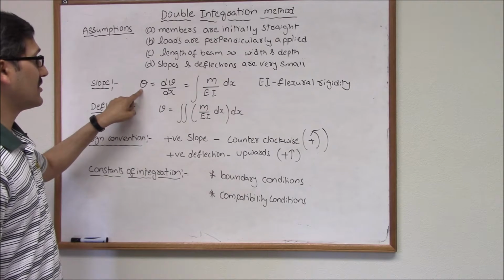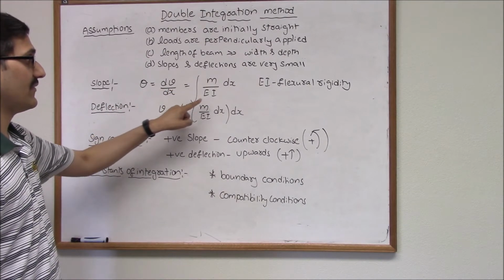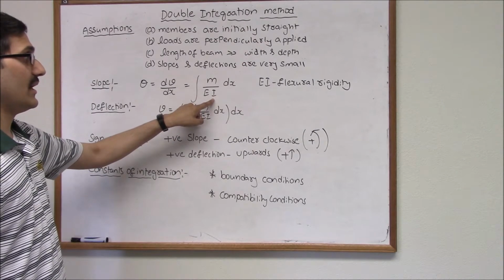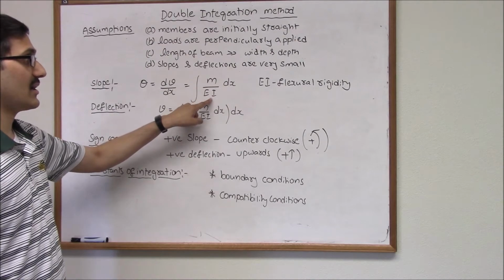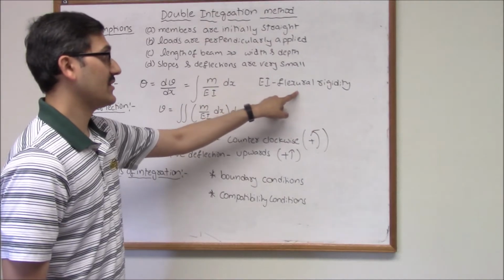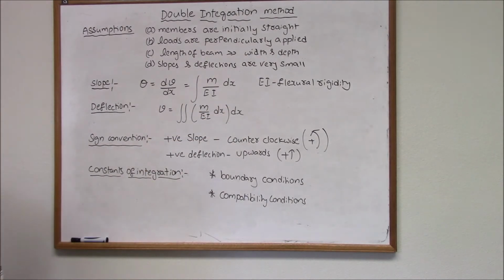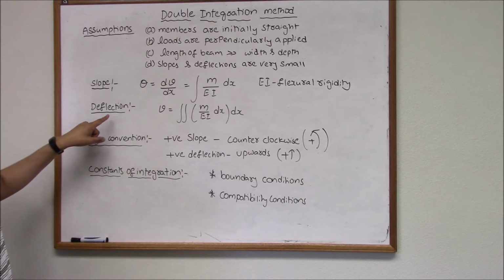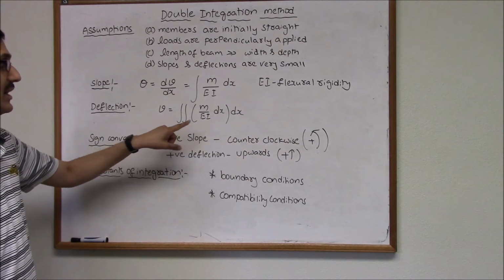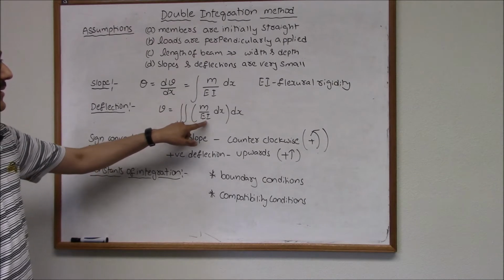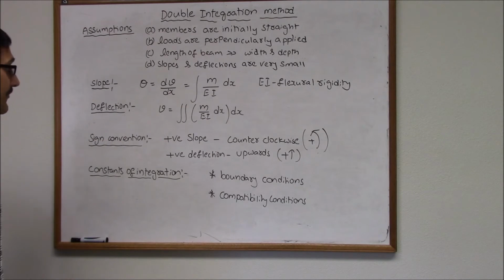So theta, the slope of the beam, is nothing but the derivative of the deflection with respect to x and is given as the integral of M by EI, where M is nothing but the bending moment equation and EI is a constant, which is flexural rigidity. E is Young's modulus and I is the moment of area of the section of the beam. So the deflection is obtained by integrating M by EI twice, and this M by EI and this M by EI are exactly the same.